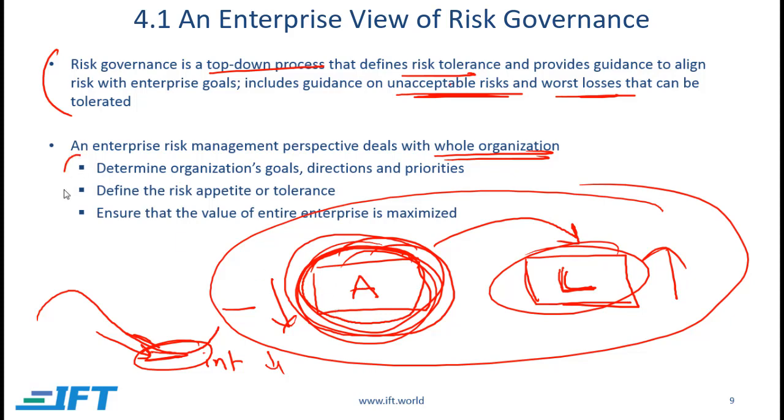So now these sub-bullets will make sense. We should determine the organization's goals, directions, and priorities, and define the risk appetite or risk tolerance. Now, obviously, this will depend on the liabilities that need to be funded and also the overall risk drivers of the organization. The overall objective here is to make decisions that maximize the value of the entire enterprise.